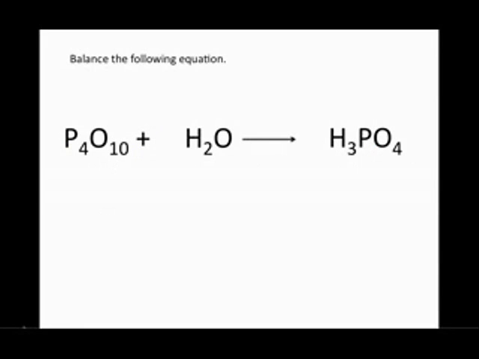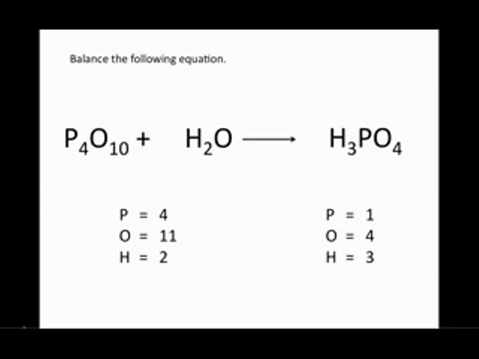Let's take a look at another example. Again, I'm going to start by taking inventory of how many of each type of atom I have on the reactant side and the product side. On the reactant side, I have 4 phosphorus atoms, 11 oxygen atoms, 10 from the molecule P4O10, and 1 from the molecule H2O, giving me a total of 11, and 2 hydrogen atoms. On the product side, I have 1 phosphorus atom, 4 oxygen atoms, and 3 hydrogen atoms.